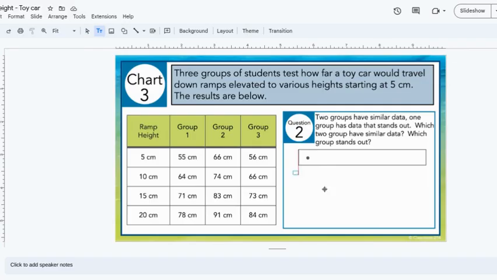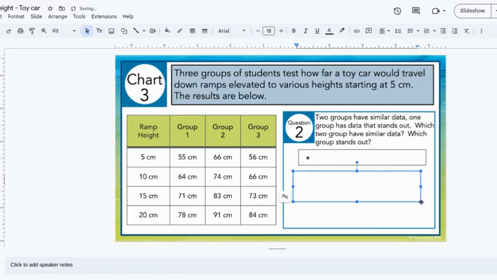So it's always good to write down what we notice. Group 1 and 3 are similar. Group 2 stands out. All right, so maybe group 2 did it differently than group 1 and 3. Maybe they were dealing with something different that the teacher gave them. Whatever the case may be, group 1 and group 3 were similar. Group 2 was a little bit different.